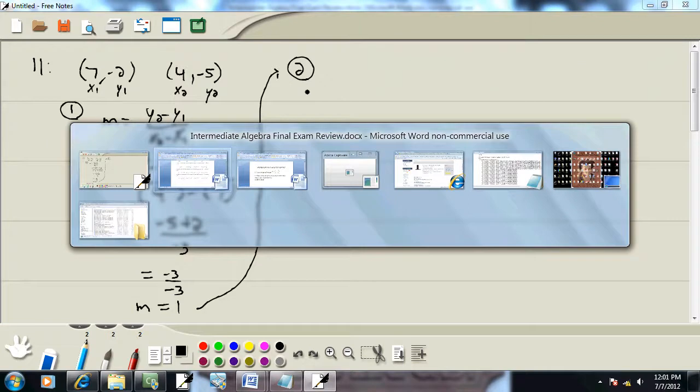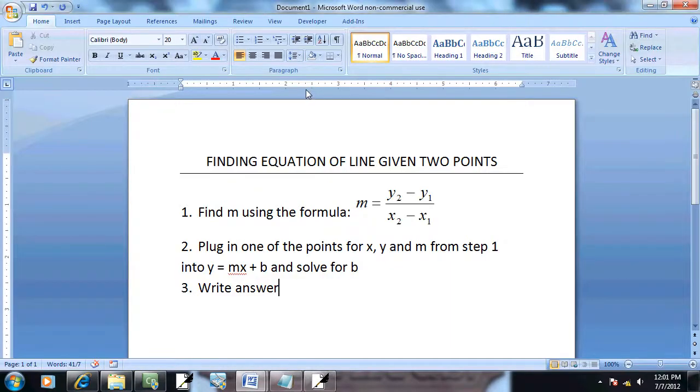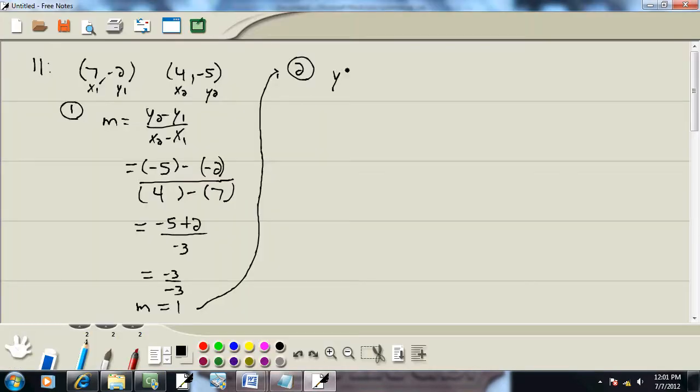Now our second step was to plug in one of the points for x, y, and m from step 1 into y equals mx plus b and solve for b. It doesn't matter which point you pick, both of them will work. I'll pick this second one. That's our x and that's our y. So I'll put -5 in for the y. m we said was 1 and x is 4 and then plus b.